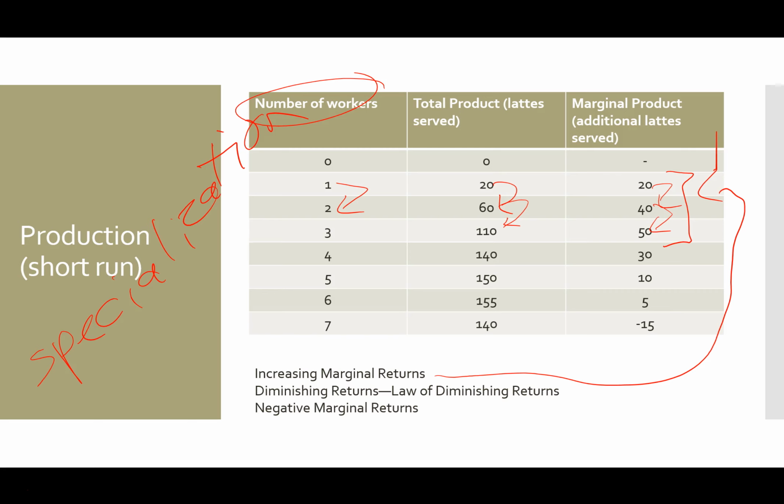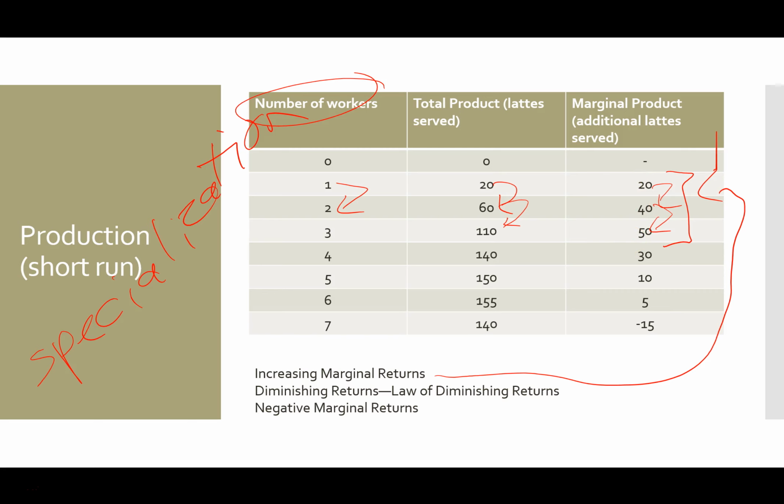Whereas if you can differentiate this a little bit, maybe have one person working the register and the other person working the espresso machine, they're each going to be a little bit more efficient. Add a third person, that person could maybe take care of the entire shop, clean up tables, etc. So again, increasing returns, increasing marginal product. Our marginal product goes up with each of these workers.